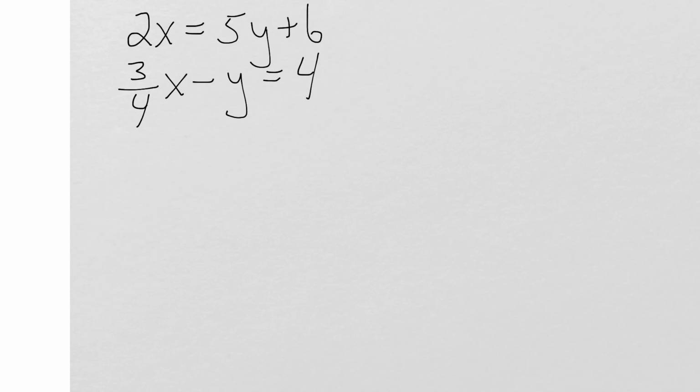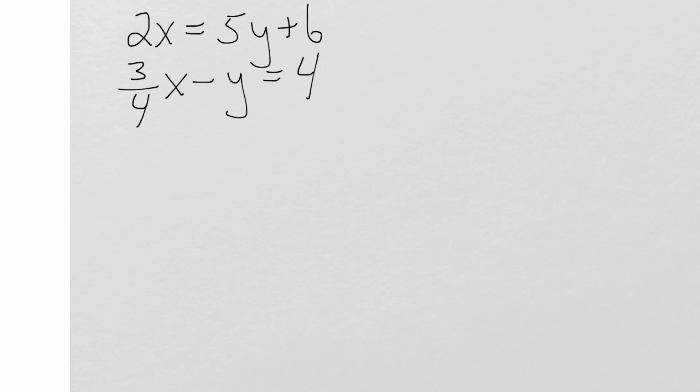manipulate them so that instead of having x's and y's, I can spit out an equation with just x or just y, allowing me to solve for that one variable and then go plug it in to solve for the other one. And the way it starts is by making sure everything's lined up. Notice in this system of equations, things aren't necessarily lined up.